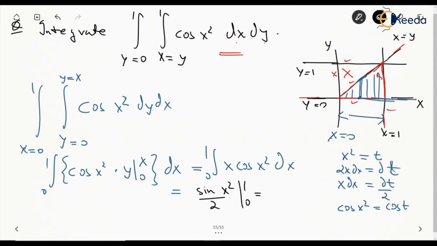We know that sine of 1 square will be sine 1 and sine of 0 will be 0. So it is going to be sine 1 divided by 2. Obviously this sine 1, this 1 is the radian value, not the degree value. So now this integration is done, and this is the answer.